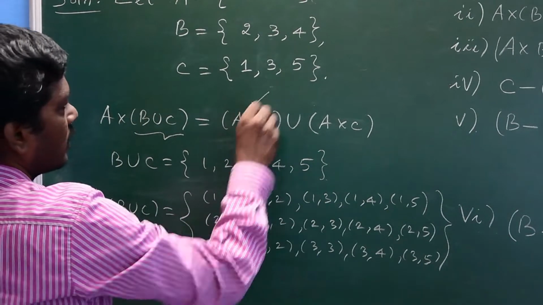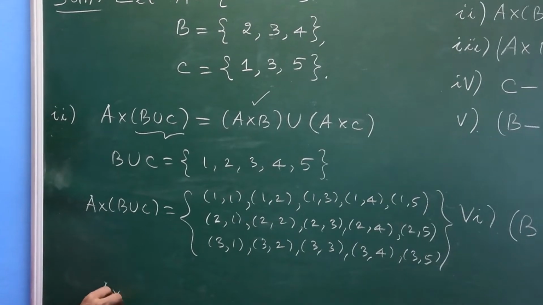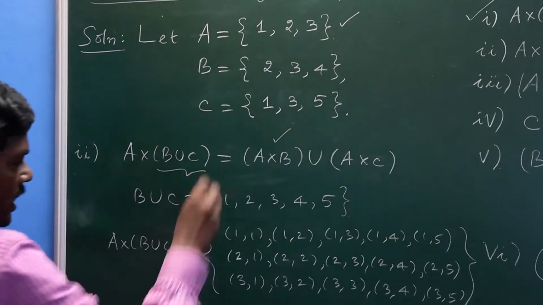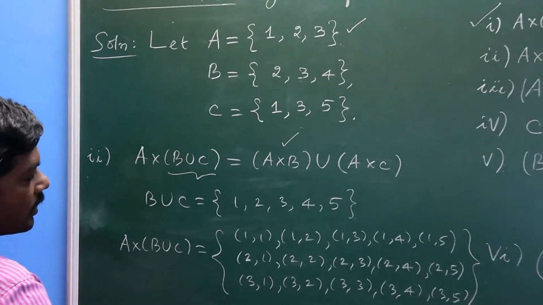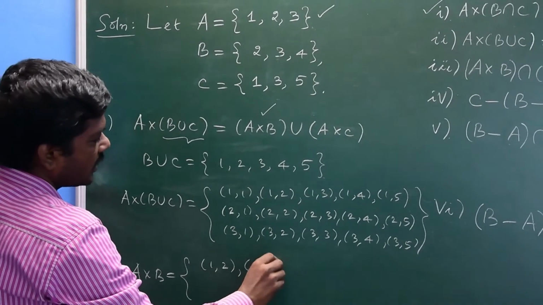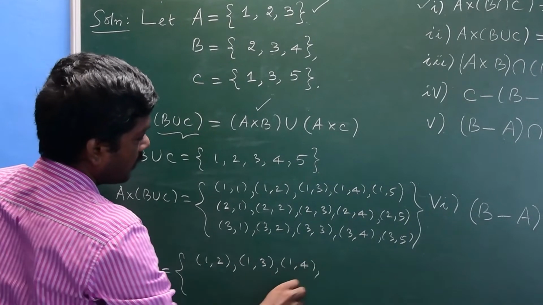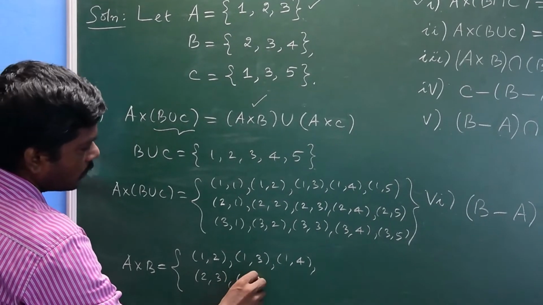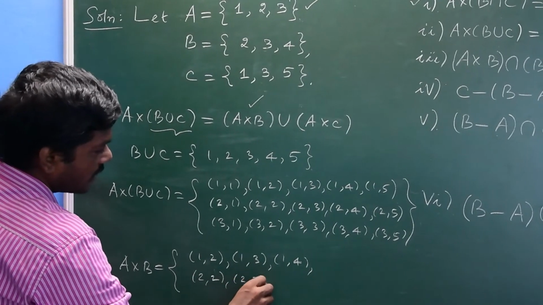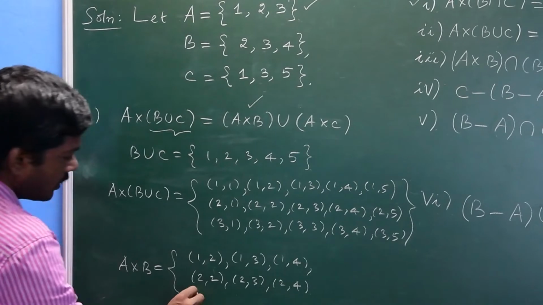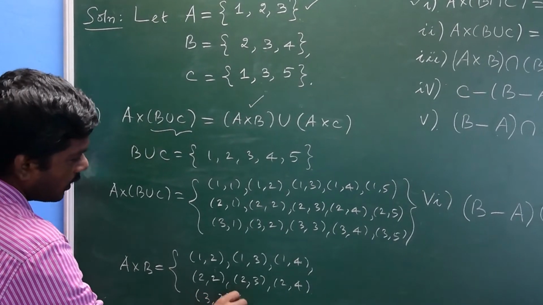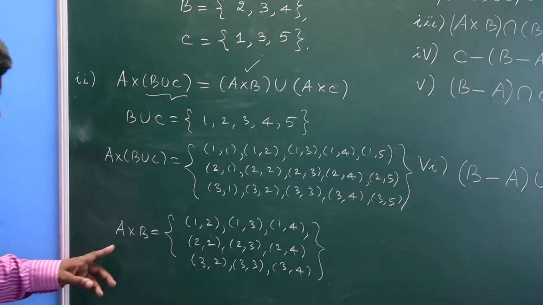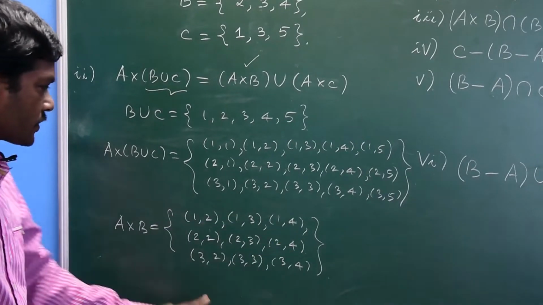Now let us find out A cross B. And what is A cross B? As we did in the previous problem, find the Cartesian product of A and B. So what is the Cartesian product of A and B? (1,2), (1,3), (1,4), and then (2,2), (2,3), (2,4), and finally (3,2), (3,3), (3,4). So A cross B has 9 elements.